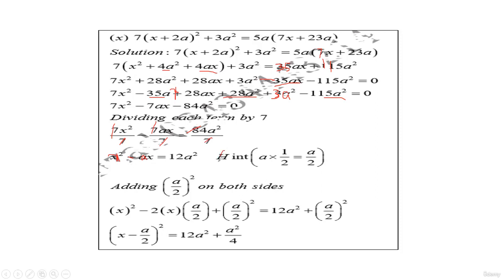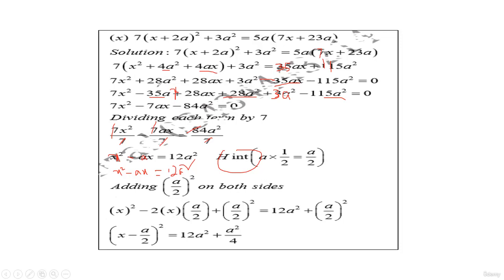Now our hint was to find out the middle value. In the center you have x square minus ax. Now you have x as a term, and only a is your 2ab term, so you will divide by 2. We are using the same method again: multiply a by 1 upon 2, so a upon 2, square it, and add on both sides.